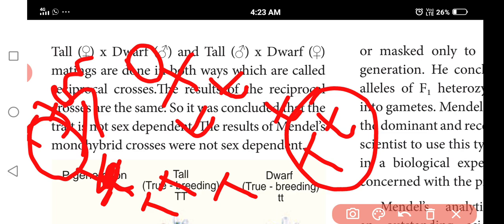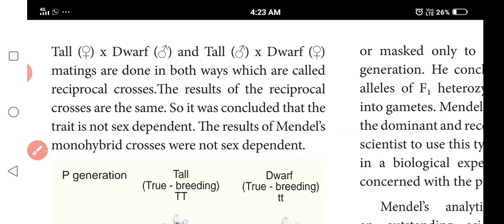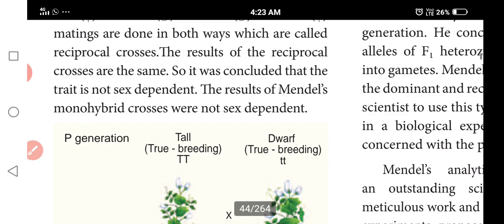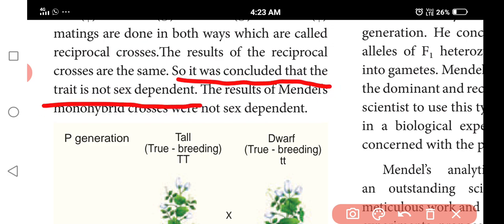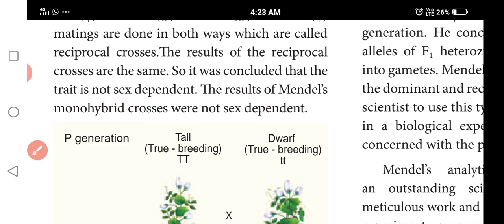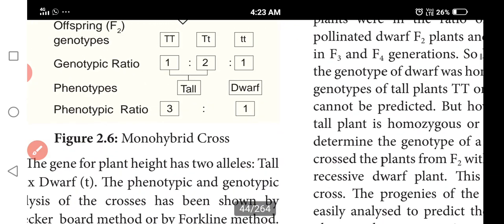The reciprocal cross means it is reversed, that is, interchanged. In the first cross it is male and female; in the next cross it is female and male. The phenotypes are the same here. So it was concluded that the trait is not sex dependent, whether male or female. That is no problem. The monohybrid cross is not sex dependent, as you see from this reciprocal cross.